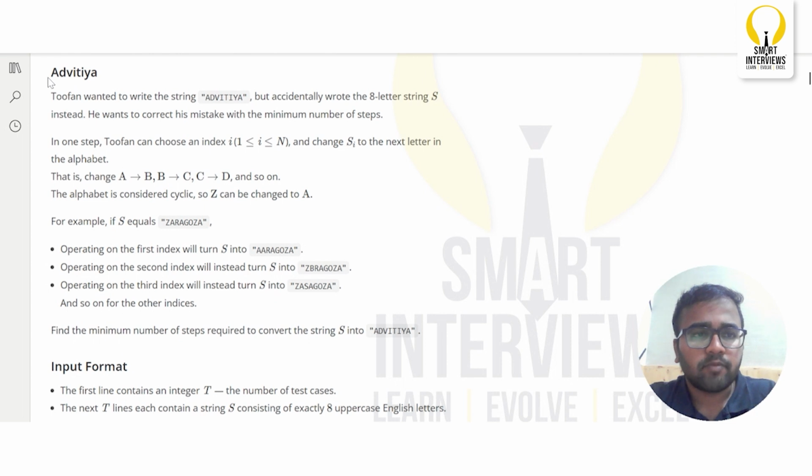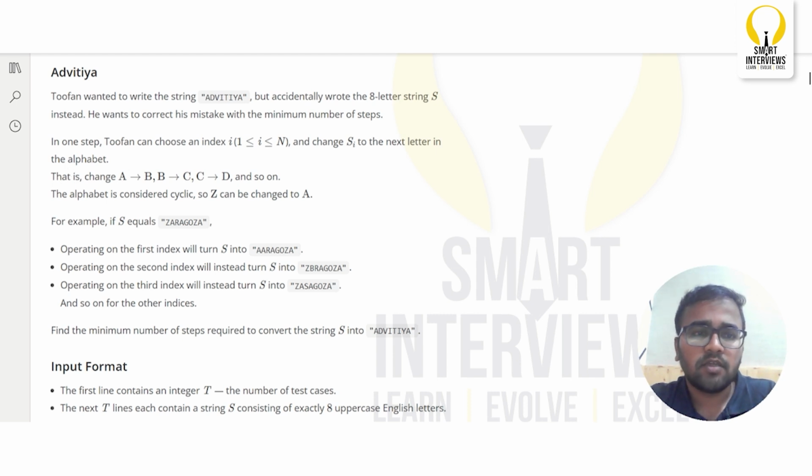So let us move forward with the second problem. Tufan wanted to write a particular string but accidentally wrote the 8-letter string S instead. He wanted to correct his mistake with a minimum number of steps. In one step, Tufan can choose an index I. So this is one-based indexing, and change S_I to the next letter in the alphabet.